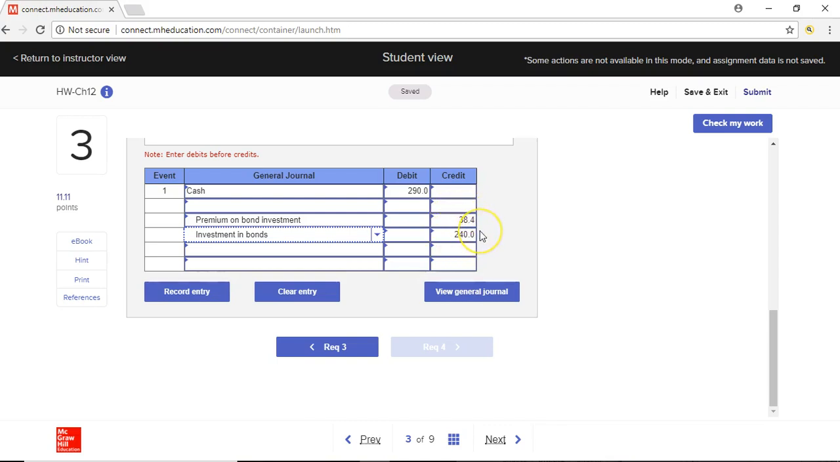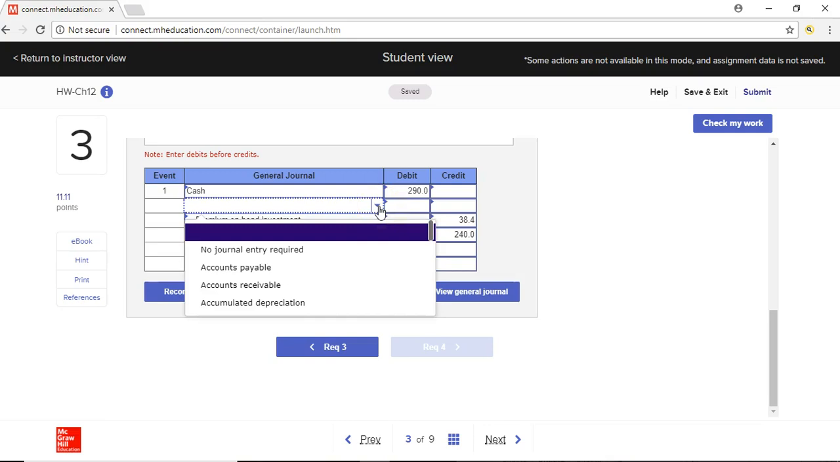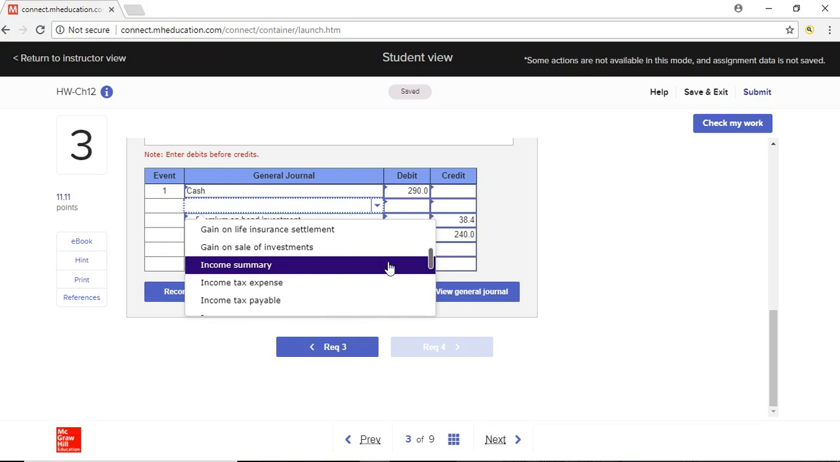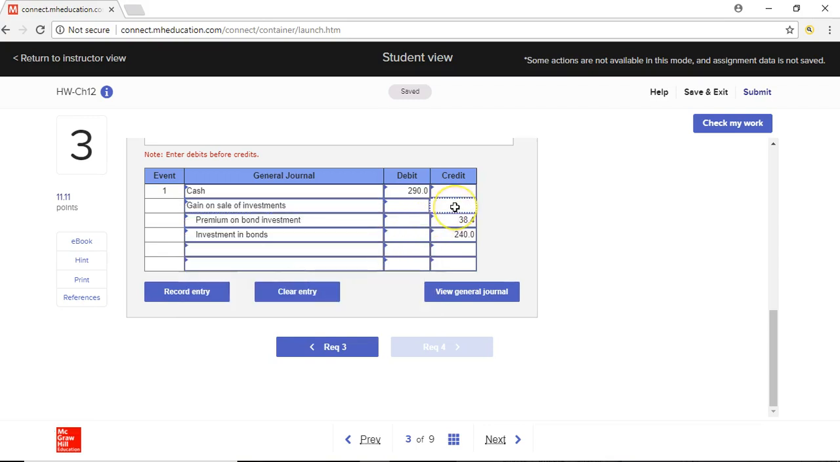So far, my credit has $278.4 million. My debit has $290 million. I need a plug on the credit side. And that credit plug, for a sales situation, is called gain on sale. And the plug will be $11.6 million.